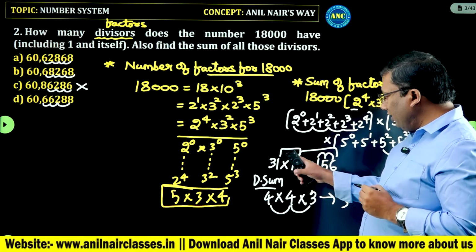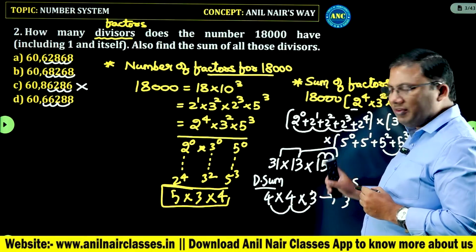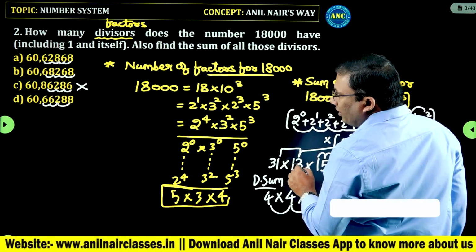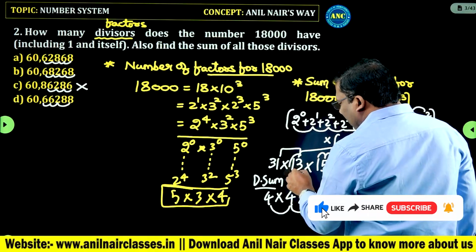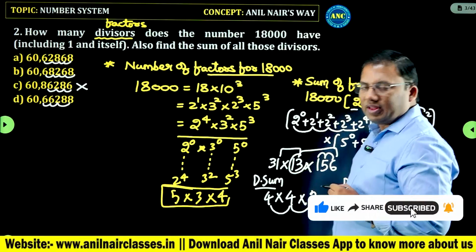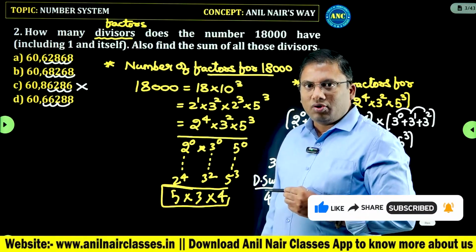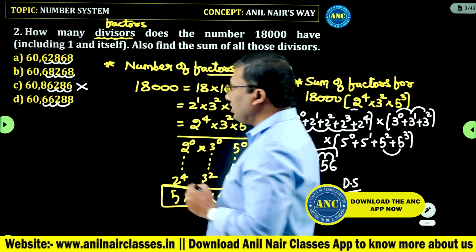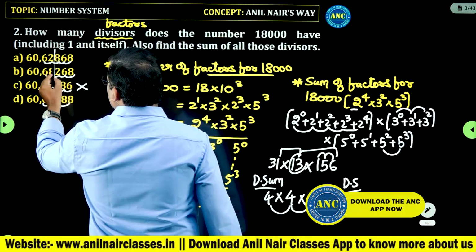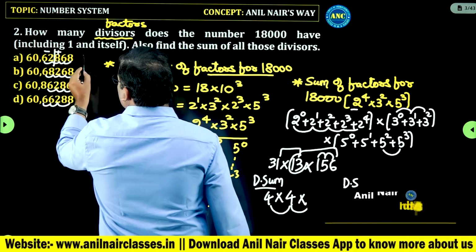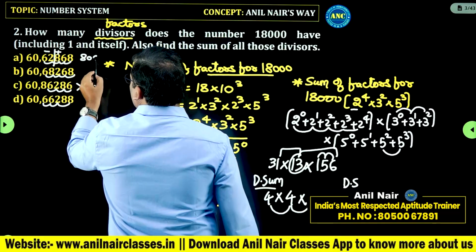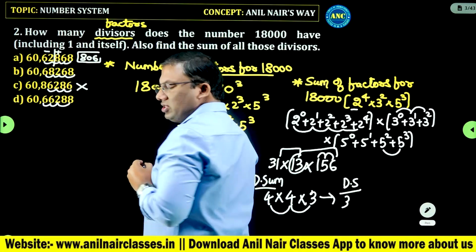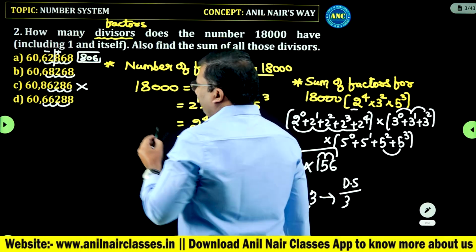Next one, 31 into 13 into 156. The answer should be divisible by 13. What is the divisibility rule of 13? Start from rightmost. Take a group of 3 digits and add it. 868 minus 62, 806. 13 6s are 78, 26. Yes, it is divisible by 13.